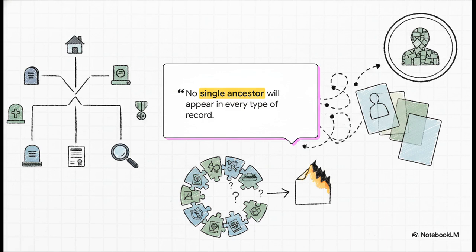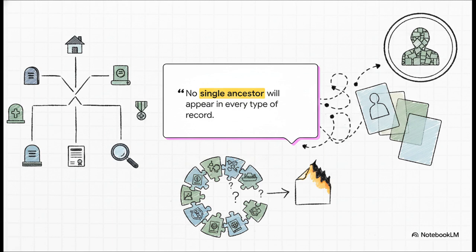Okay, there's this old adage in the community: no single ancestor will appear in every type of record. It is so tempting to hunt for that one golden record, the magical piece of paper that holds all the answers. But honestly, that's a myth. An ancestor's life is way more like a mosaic. It's made up of dozens of tiny, scattered pieces of evidence.